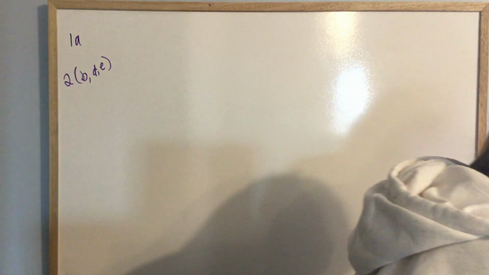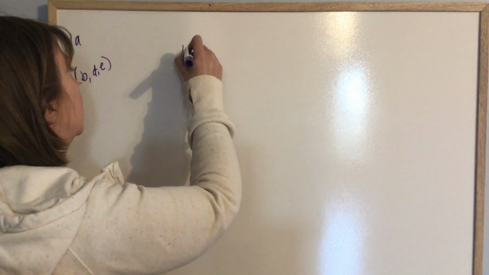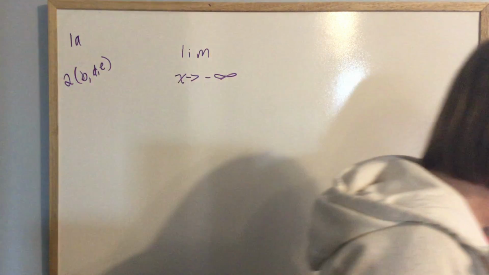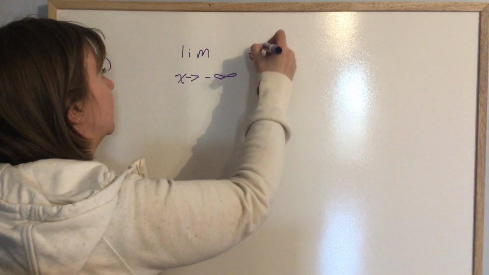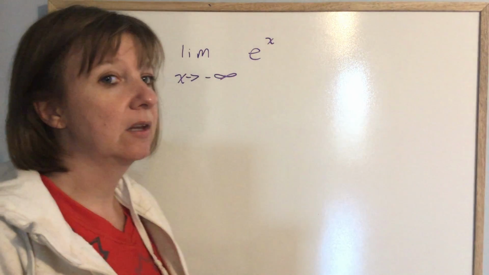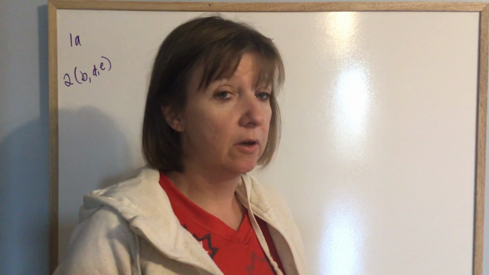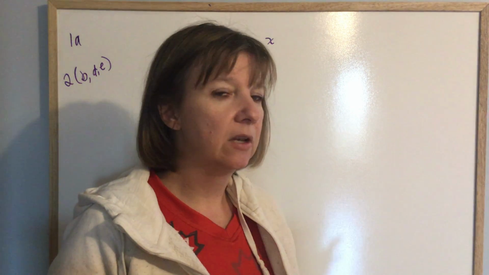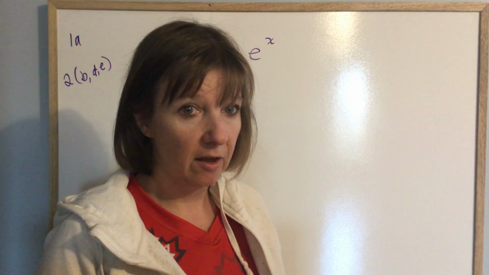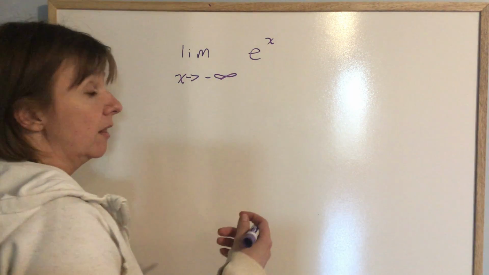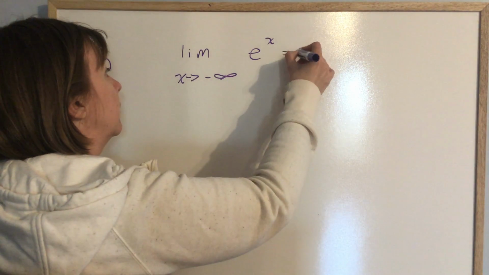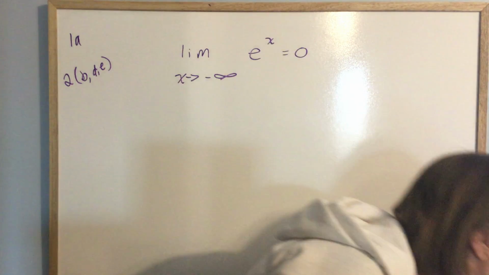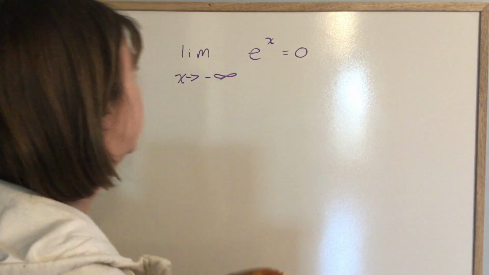1A says my limit as x approaches negative infinity for e to the x. So basically, if I put a very large negative number in there, what would my answer be approaching? So if I put like e to the negative 1,000 or e to the negative 10,000, the bigger I make that negative number, the closer I get to 0. And that's 1A.